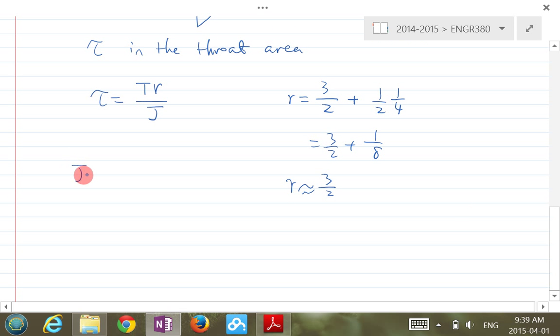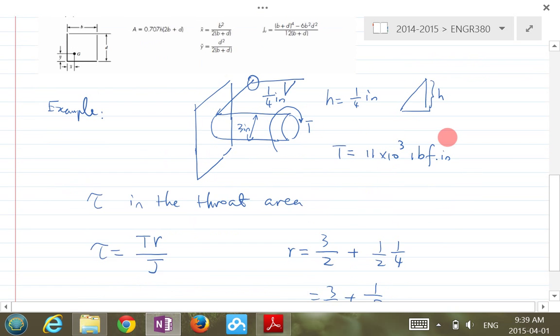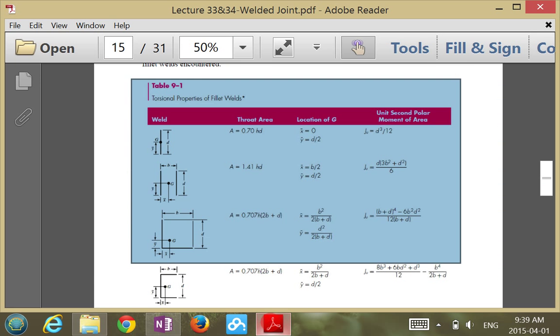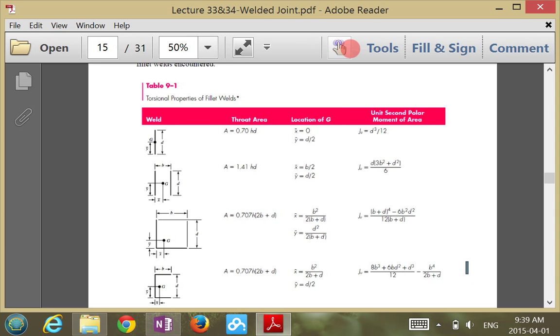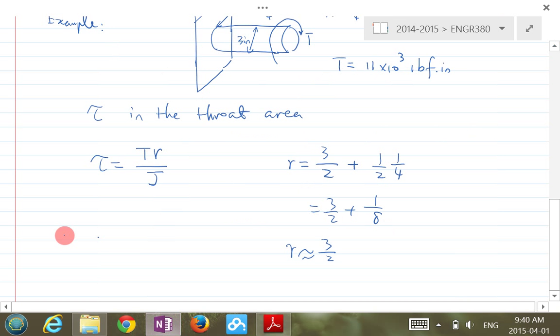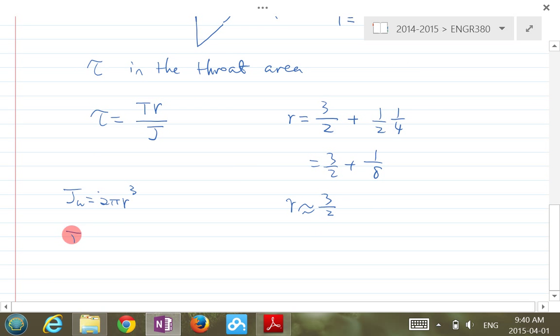What about the J then? We obtain J from table 9-1. Let's look at which one has that shape for the weld group. Apparently it is this one here. So you grab this JU from here, which is 2 pi R cubed. So JU equals 2 pi R cubed. But this is not the J though. Your actual J is 0.707 h times JU.